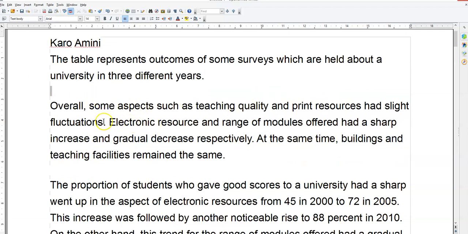Overall, slight fluctuations, sharp increase and gradual decrease, buildings and so on. Okay. It was only a couple of points, so it's hardly a decrease. And it wasn't a sharp increase, it's essentially doubled. So I would have mentioned that. It's doubled.